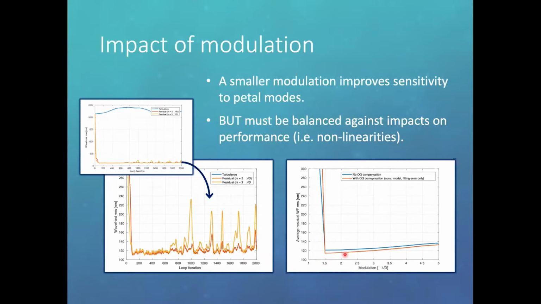And you can see here a plot of the average residual wavefront versus modulation. So we could reduce the modulation a little and improve our performance to the petal modes. Unfortunately, of course, there are other things that we need to balance against, and we do find we become unstable if we go to too small a modulation, even with optical gain compensation. So we may want to stick with 3 lambda over D to avoid getting too close to that region of instability.